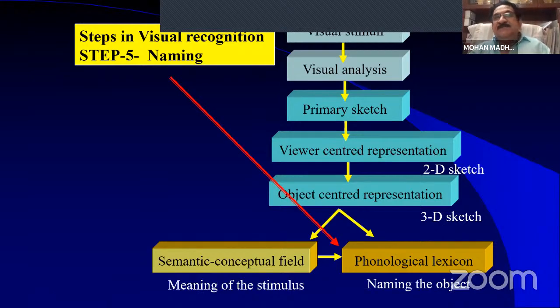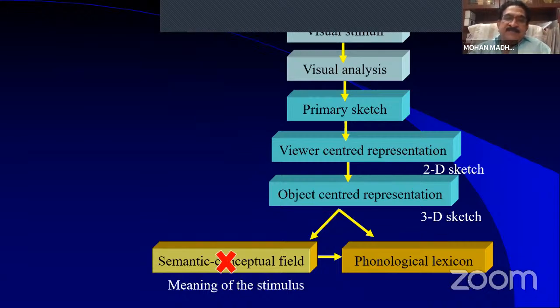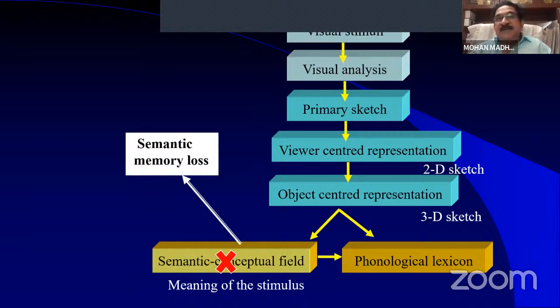So that's phonology. These are the steps involved in the visual recognition of the object. Suppose there is a loss here, a deletion of the semantic conceptual field. What are you going to have? You will have semantic memory loss. Even if the vision is there, the memory bank is not there. Whatever the modality, whether sensory, visual or tactile, you will not be able to recognize the object, because the semantics is not there in his brain.